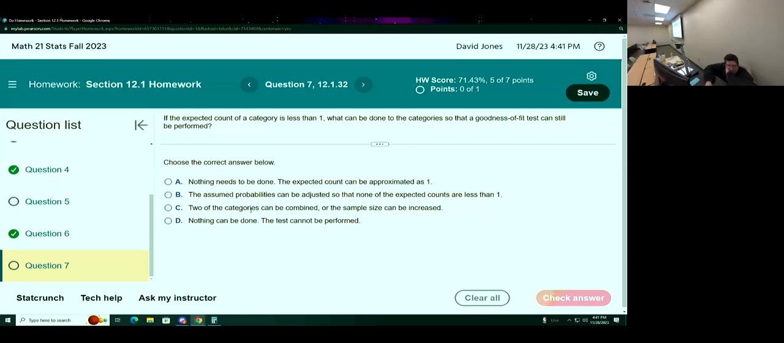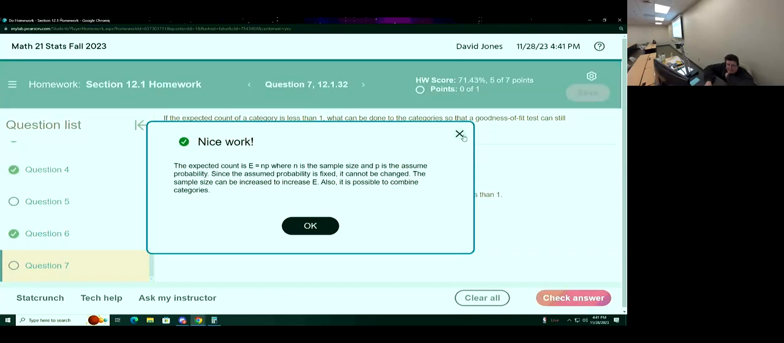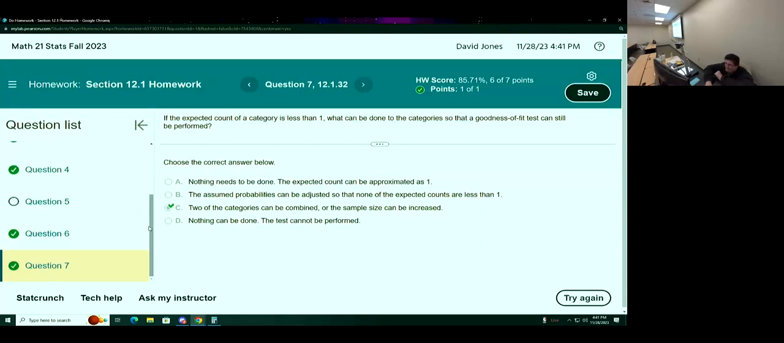Number 7 is what can be done if one of the categories doesn't match. I would increase the sample size or combine categories. There, now I've done 6 out of the 7. And I will save number 5 for you.